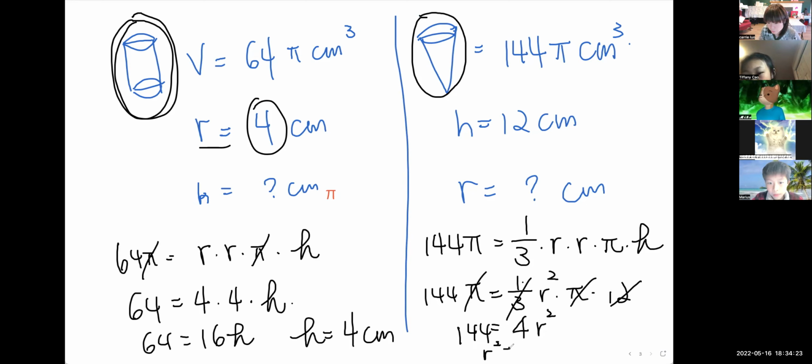So r squared equals what? r squared equals 144 divided by 4 equals 36. So r equals 6 centimeters. Understand? I'm going to stop here and let you think about it, okay?